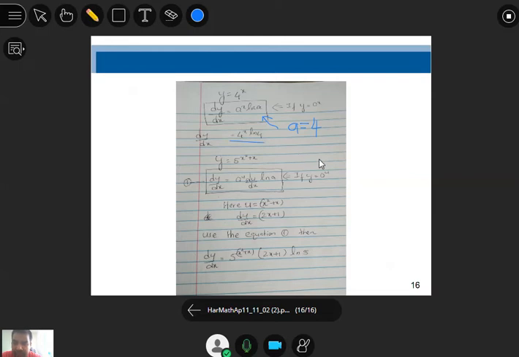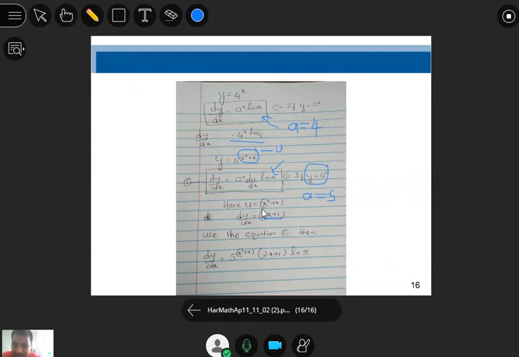Our second problem is y is equal to 5 to the power x square plus x. Here we need to recognize that x square plus x is our u. So this is a problem of the kind a to the power u, and we have to use this formula. So our a is 5 here. And our u, what is the value of u? It is x square plus x, and du over dx is 2x plus 1.